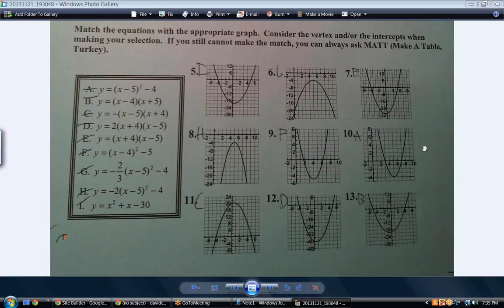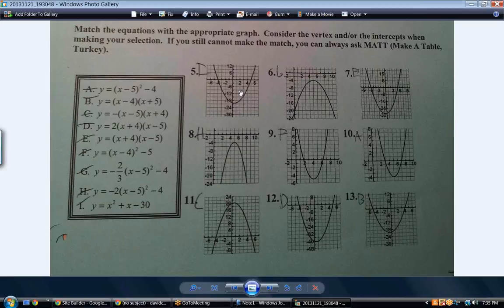Match the equations with the appropriate graph. Consider the vertex and/or intercepts when making your selection. Make a table. Turkey? What does turkey stand for? I have no idea.